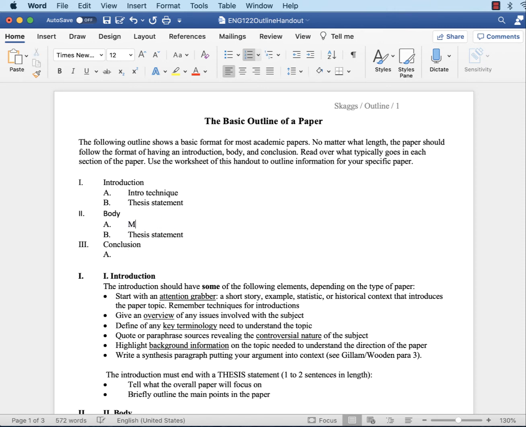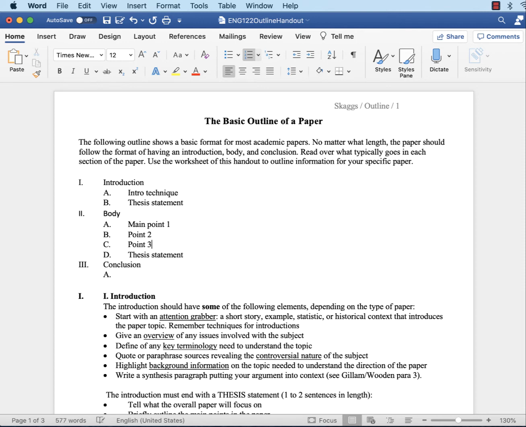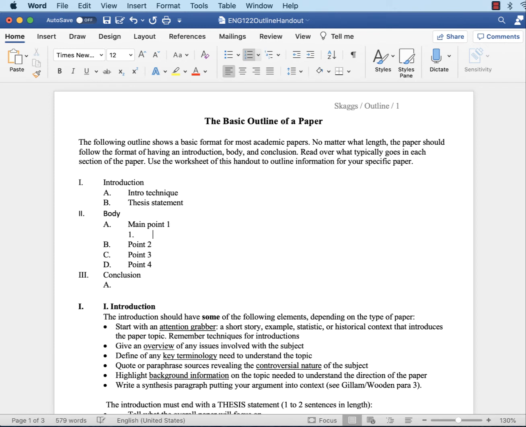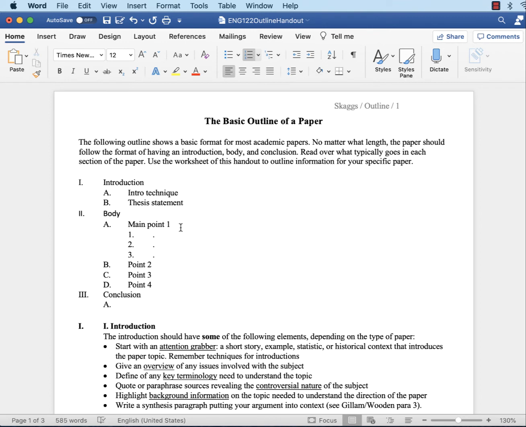So you'd have main point 1, point 2, point 3, and so on until you finished the main points that you're going to talk about in your paper. How you divide it out could be very different. Like say you have point 1, but then you have 3 different subpoints under that. That's fine. If you want to stop at A, that's also fine.